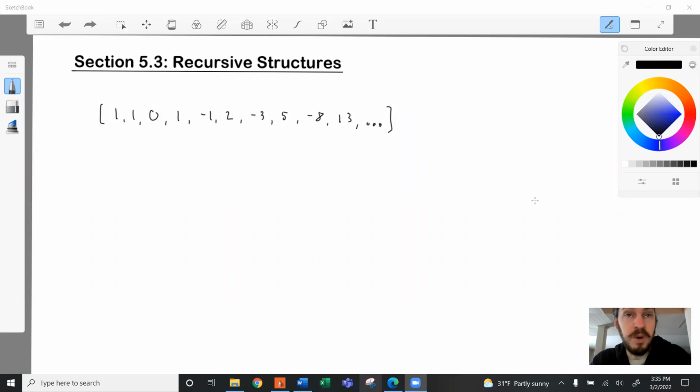All right, so in section 5.1, we were talking about mathematical induction, which is sort of an application of the idea of recursion to proofs. But what we're going to do in section 5.3 is look at recursion when applied to defining sets or sequences, that sort of thing. So these are called recursive structures. Something inherent to the structure of the set is recursive.